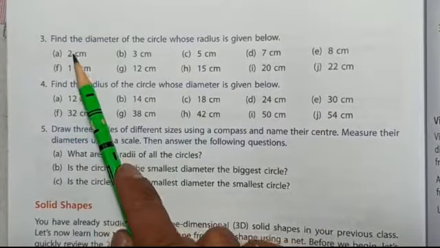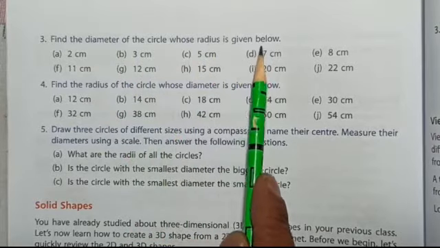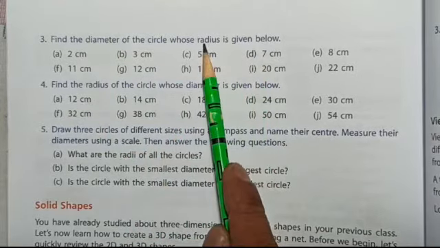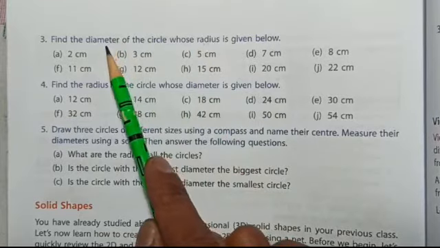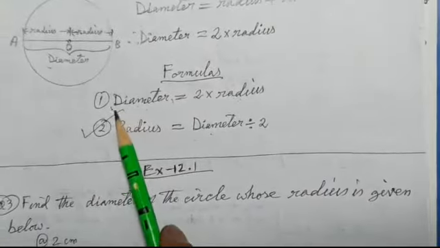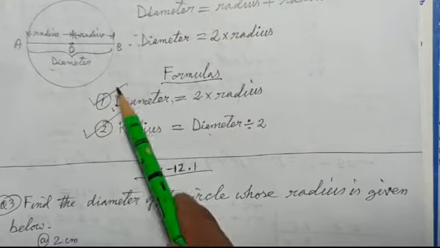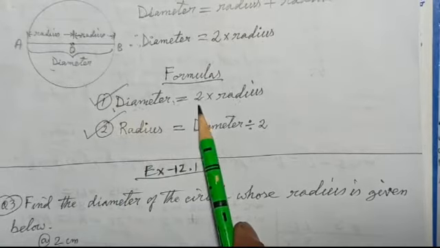Question number 3: find the diameter of the circle whose radius is given below. To find the diameter from the radius, we use a formula. Formula number 1: diameter is equal to 2 into radius.